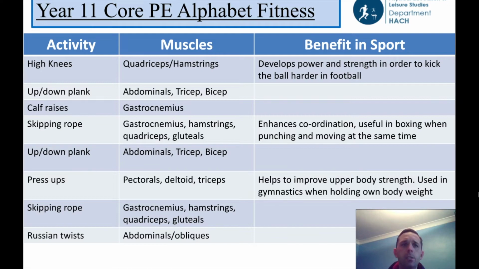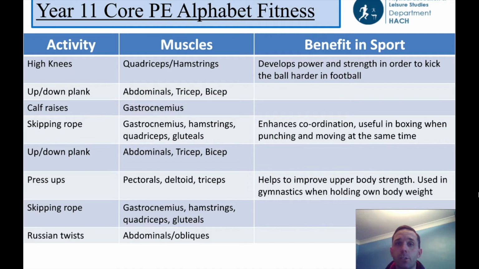So for each activity that you've had to do for your name, write down the activity in a table, identify and write down what muscle groups are mainly being used. So, for example, when I'm doing high knees, it's my quadriceps and hamstrings that are constantly contracting and relaxing. And then what benefit would that have for a sports performer? Now, you can do this for any sport of your choice. So for that example, I've chosen football.